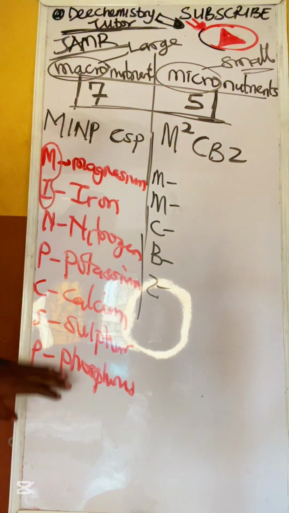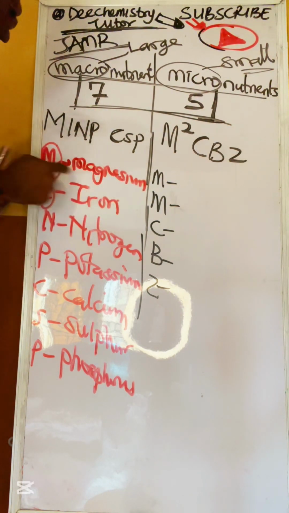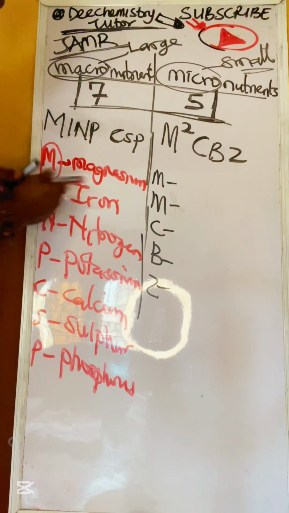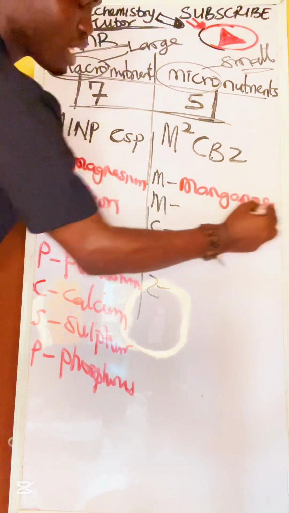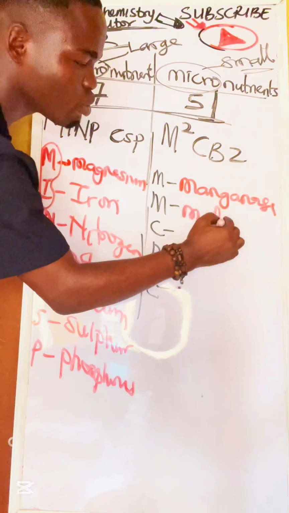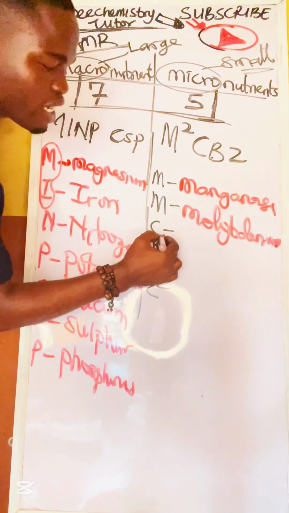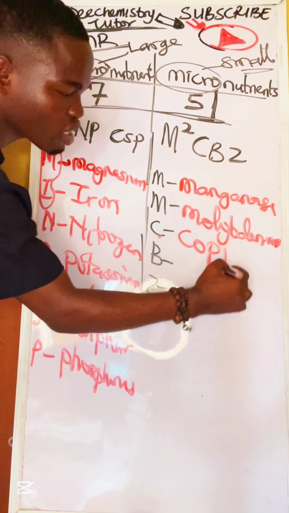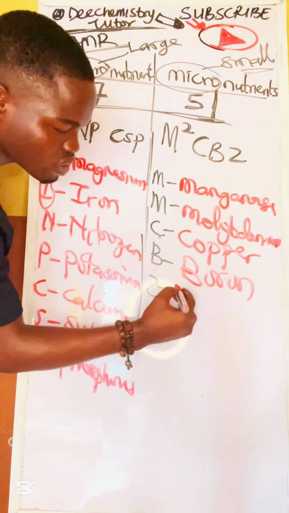So these are the 7. MIP CSP. MIP CSP. Take note of that. Now don't forget there is M here, but the M here is different. This M here is manganese. And this one is what? Molybdenum. This one is copper, this one is boron, and this one is zinc.